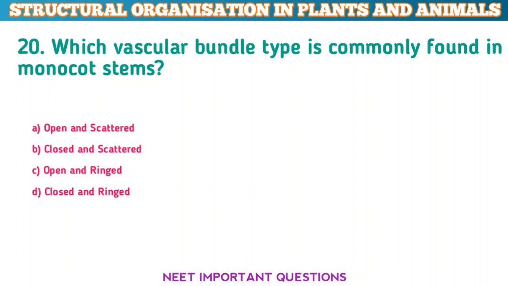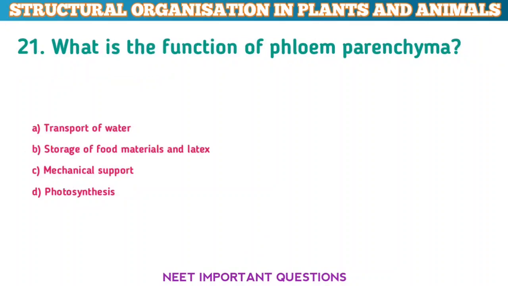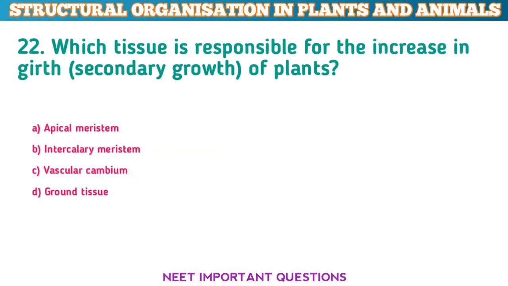20. Which vascular bundle type is commonly found in monocot stems? Answer. B. Closed and scattered. 21. What is the function of phloem parenchyma? Answer. B. Storage of food materials and latex. 22. Which tissue is responsible for the increase in girth, secondary growth, of plants?